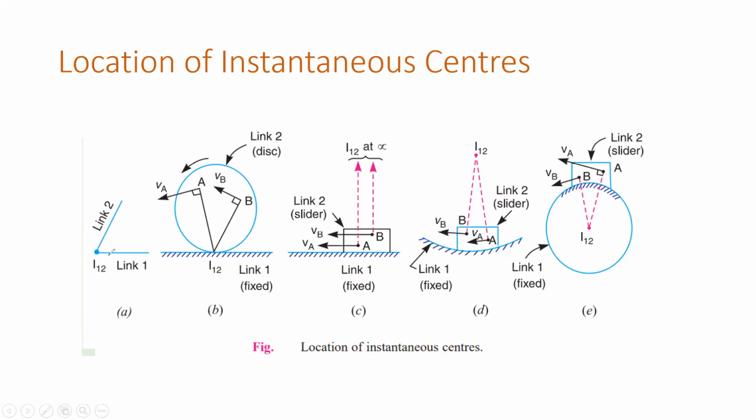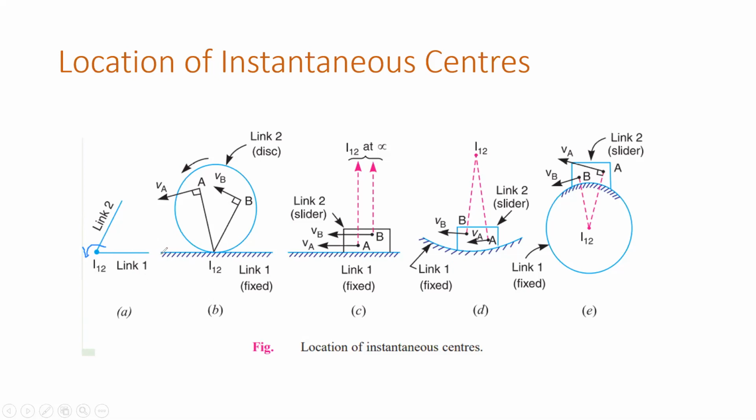For example, link 1 and link 2 are connected here with the help of a pin joint. You can say that link 2 will turn with respect to link 1 at this pin joint. So I will call this point I12. Okay.